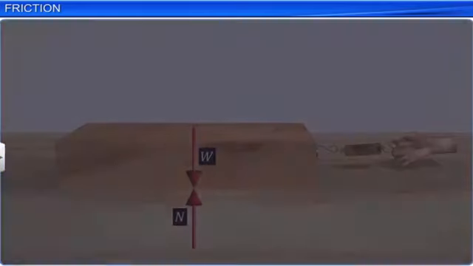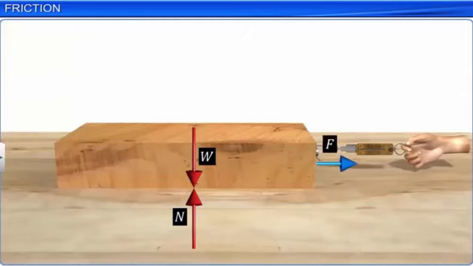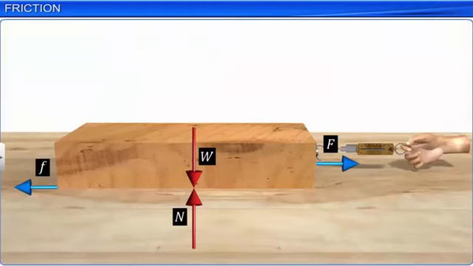Let us now try to slide the wooden block by pulling the spring balance attached to the block. As we slowly pull harder on the spring balance, the friction force automatically increases and becomes equal to the applied pulling force. This automatic increase of the frictional force takes place up to a limit only. The frictional force at this point is known as limiting frictional force. At this point, the applied pulling force is equal to the limiting static frictional force.